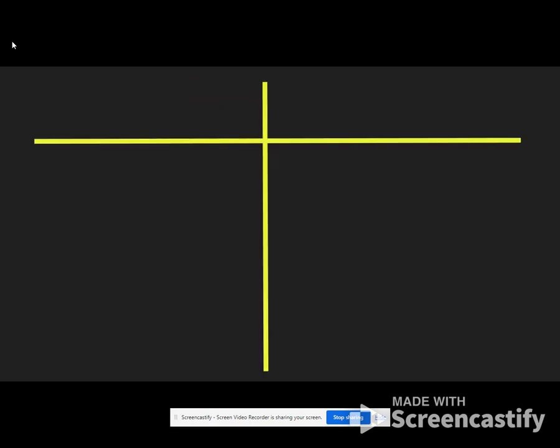In your notes, you're going to make a T-chart. On the left side, it's going to say primary. On the right side, it will say secondary. I'm going to give you examples of sources and then tell you if it's primary or secondary.